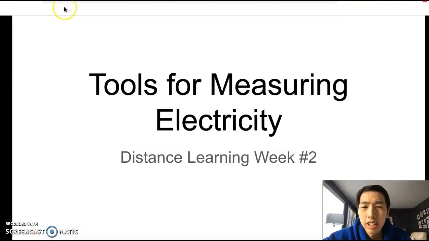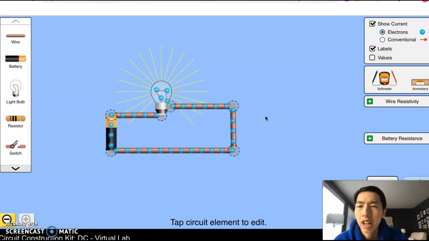Hi everyone. So this lesson is going to be about the tools for measuring electricity. So we're going to have circuits, and then we want to be able to measure the voltage across certain parts of the circuit, and we also want to be able to measure the current going through certain parts of the circuit as well. So I built a circuit here in my virtual circuit construction kit.